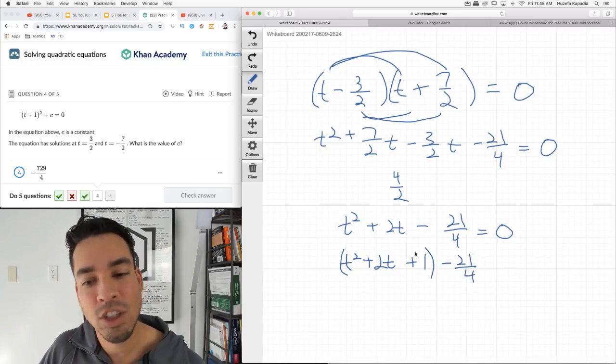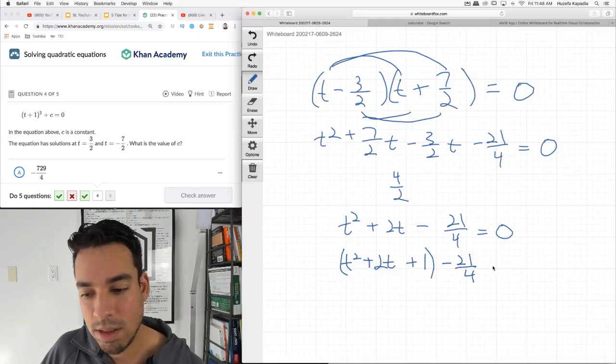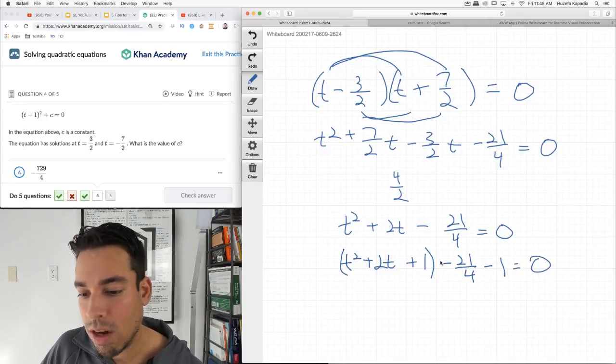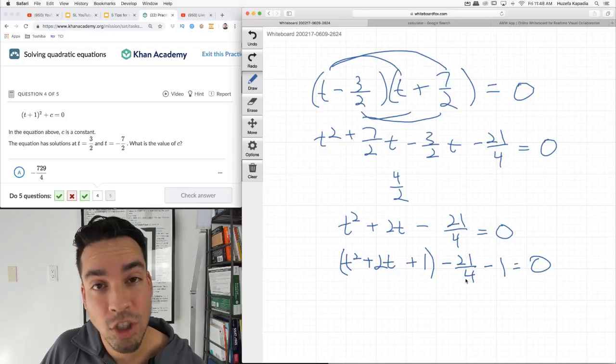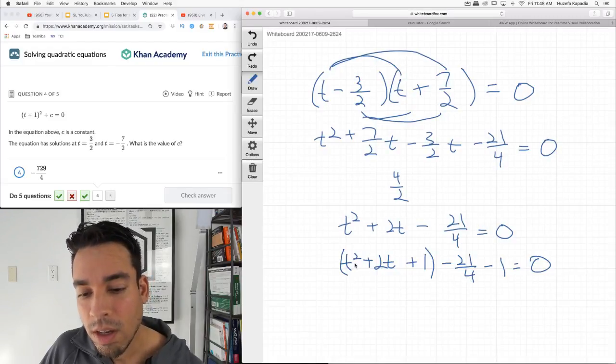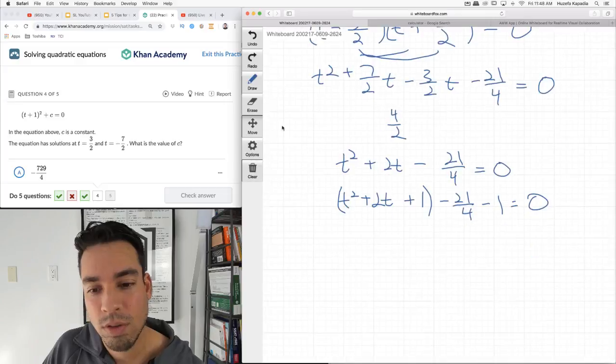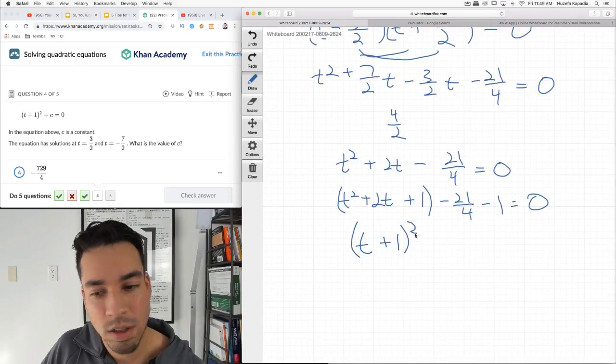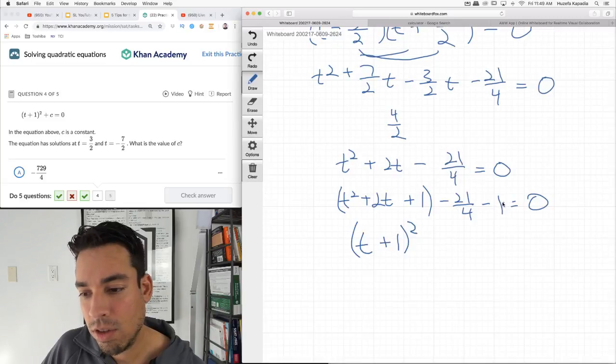But wait a minute. I can't just add a 1 and think everything's going to be okay. I need to balance this out. So I have to add a 1 to the other side, or I can subtract 1 outside of the parentheses from this side equals 0. Now I've added a 1 and subtracted a 1, so I haven't changed the equation. Now this can be factored into t plus 1 squared. These can be combined into, this is negative 4 over 4, right? Same as 1. Minus 25 over 4 equals 0.